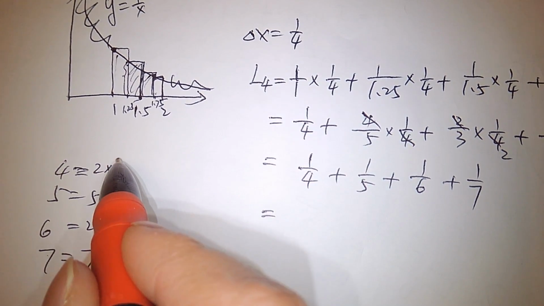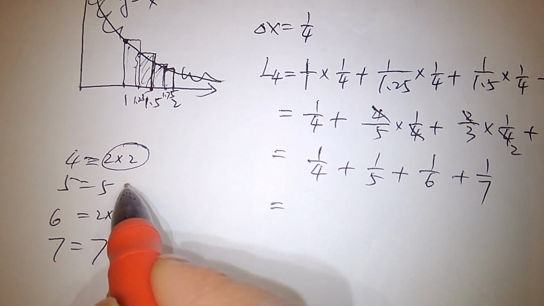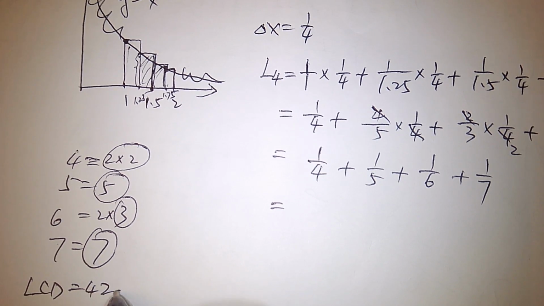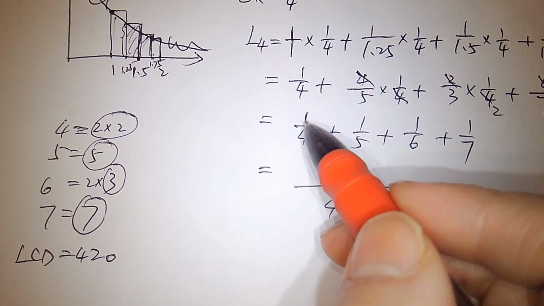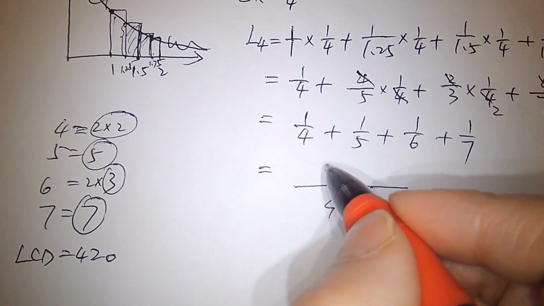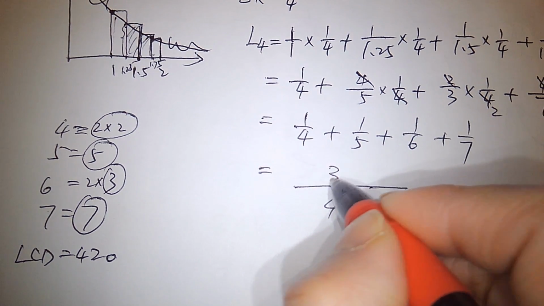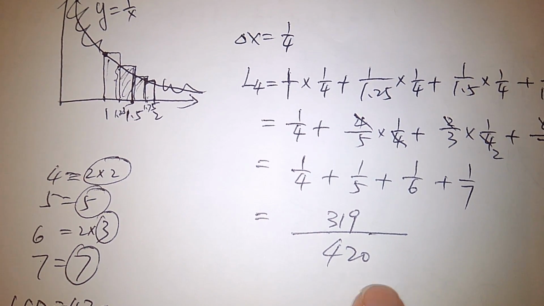So we're going to use 2 times 2 times 5 times 3 times 7. So the LCD is what? 420, right? Yeah. So with 420, what should we have here? 319. So this is L4, 319 divided by 420.